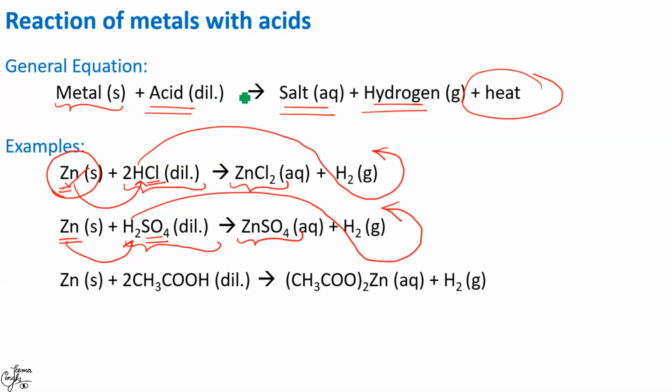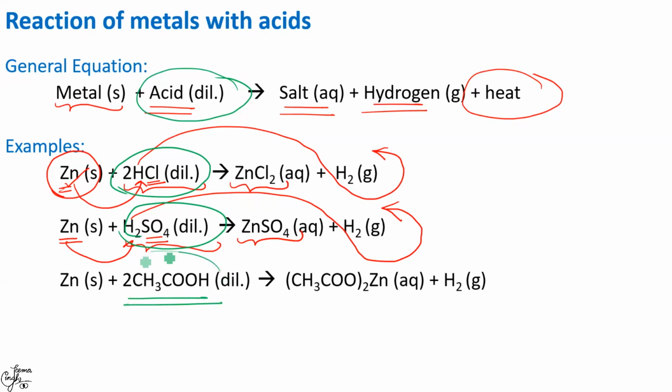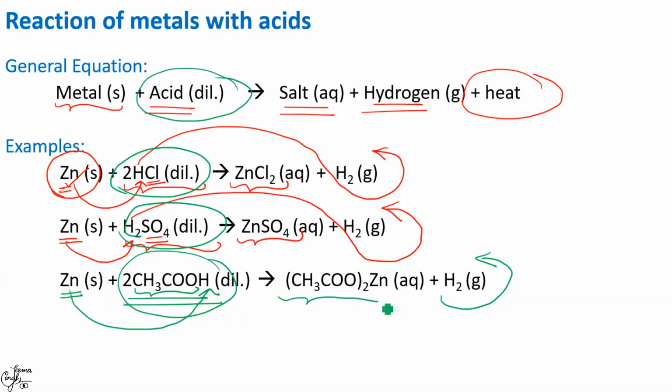The acid here could be a strong acid like hydrochloric acid and sulfuric acid, or it could be a weak acid like acetic acid. Here too, zinc is going to displace hydrogen from the acid. This hydrogen is going to be liberated as hydrogen gas. With the remaining part, that is the acetate ion, zinc is going to combine to form zinc acetate.